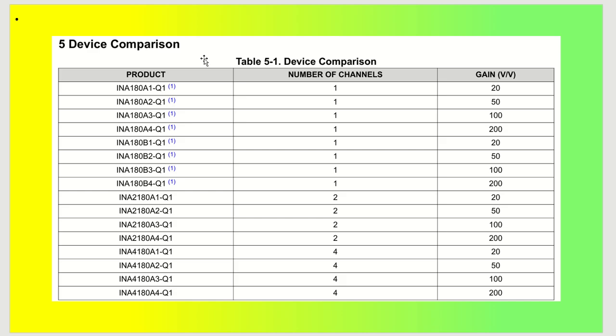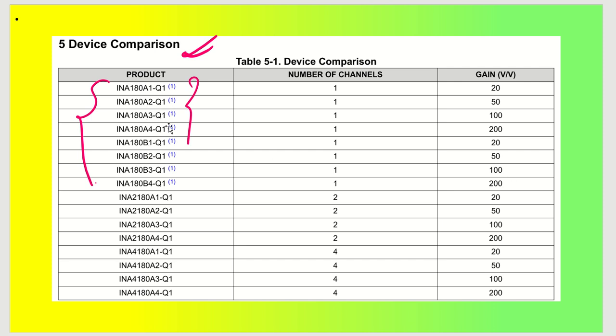Let us quickly get into the device comparison. As I told you, for one channel we have a total of 8 devices. 4 devices are A1, A2, A3, A4, which have different gains. Similar to that, B type devices are also there, which have the same 20, 50, 100 and 200 gains. I'll tell you what the difference is between A type and B type.